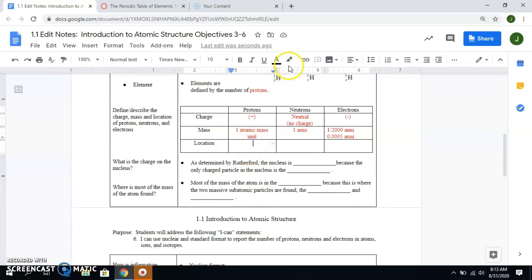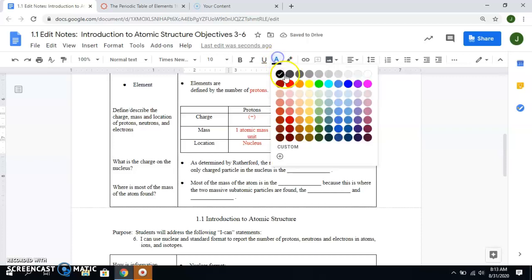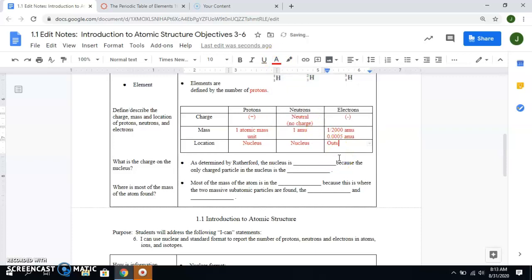In terms of location, we already know, according to Rutherford's gold foil experiment, that the protons and the neutrons are located inside the nucleus. For right now, all we're going to say about the electrons is that the electrons are located outside the nucleus. Later on, in the next section, section 1.2, we'll better define where the electrons are at and what the electrons are doing.